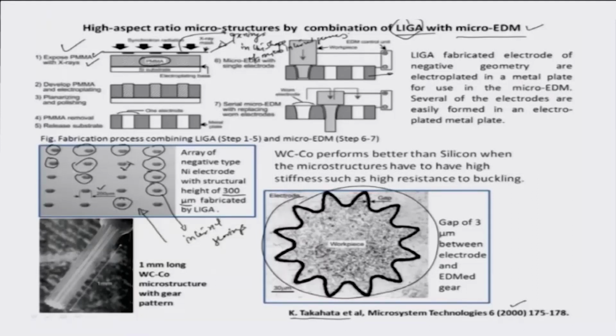So, you take a mask and expose the PMMA selectively. You are exposing up to a depth of about 300 microns for internal gearings which are only 200 microns in diameter. So the aspect ratio is about 1.5 in this particular case.